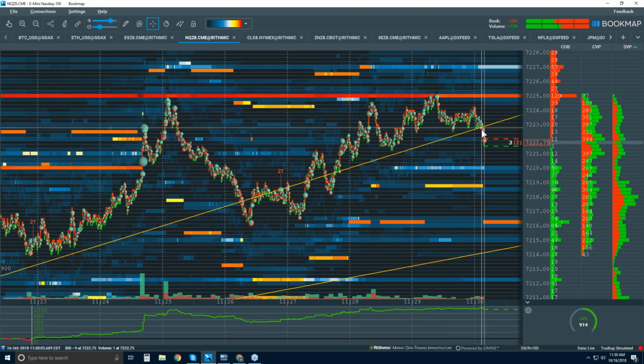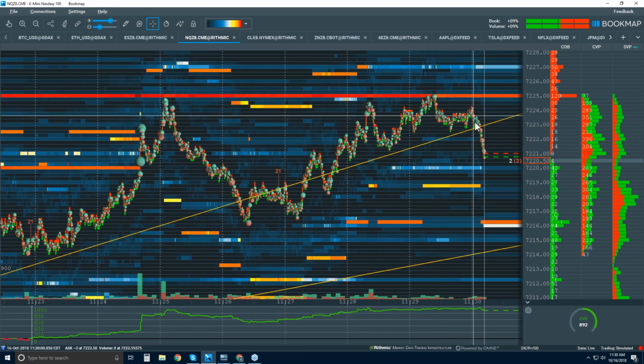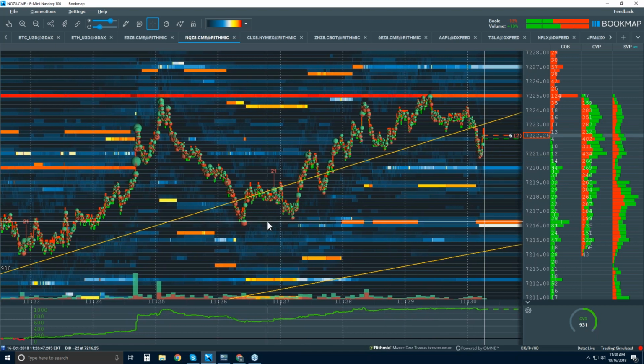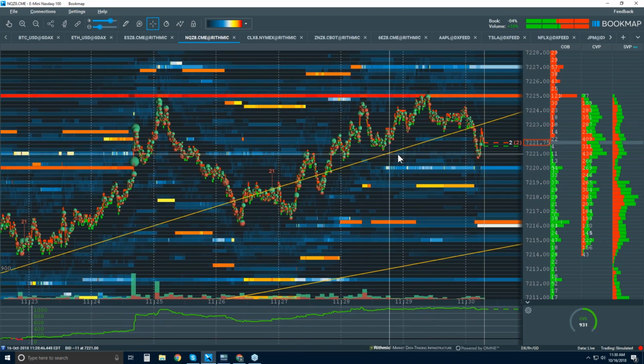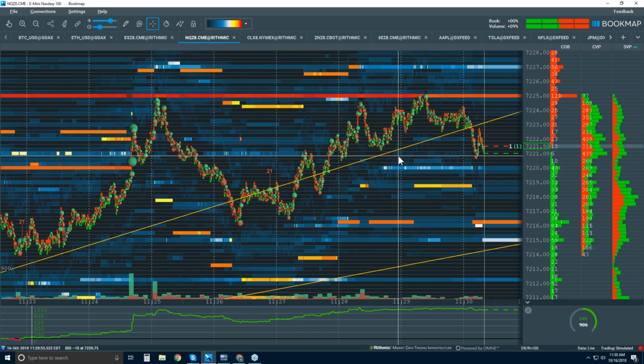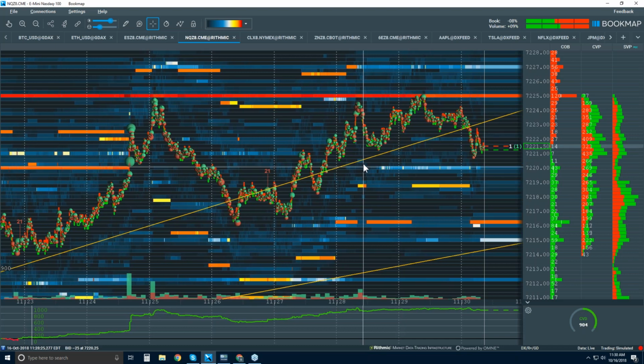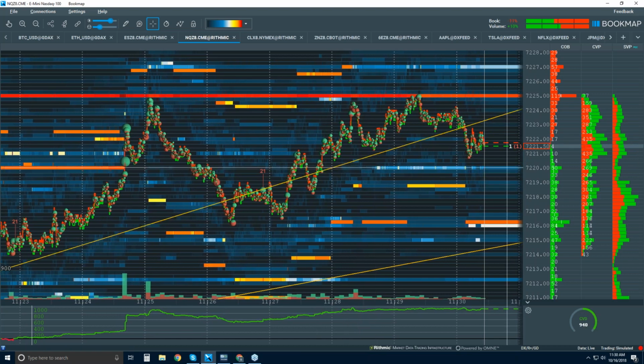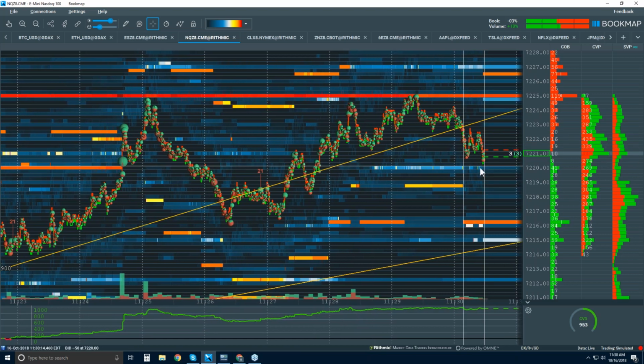I'm looking for sellers to actually hit the bid. It's looking weak on that buy side. Yeah, they're coming in now. Looking for maybe down to the swing here at around 16. Okay, maybe down to around 20 or so as well. There's a low volume node there as well.